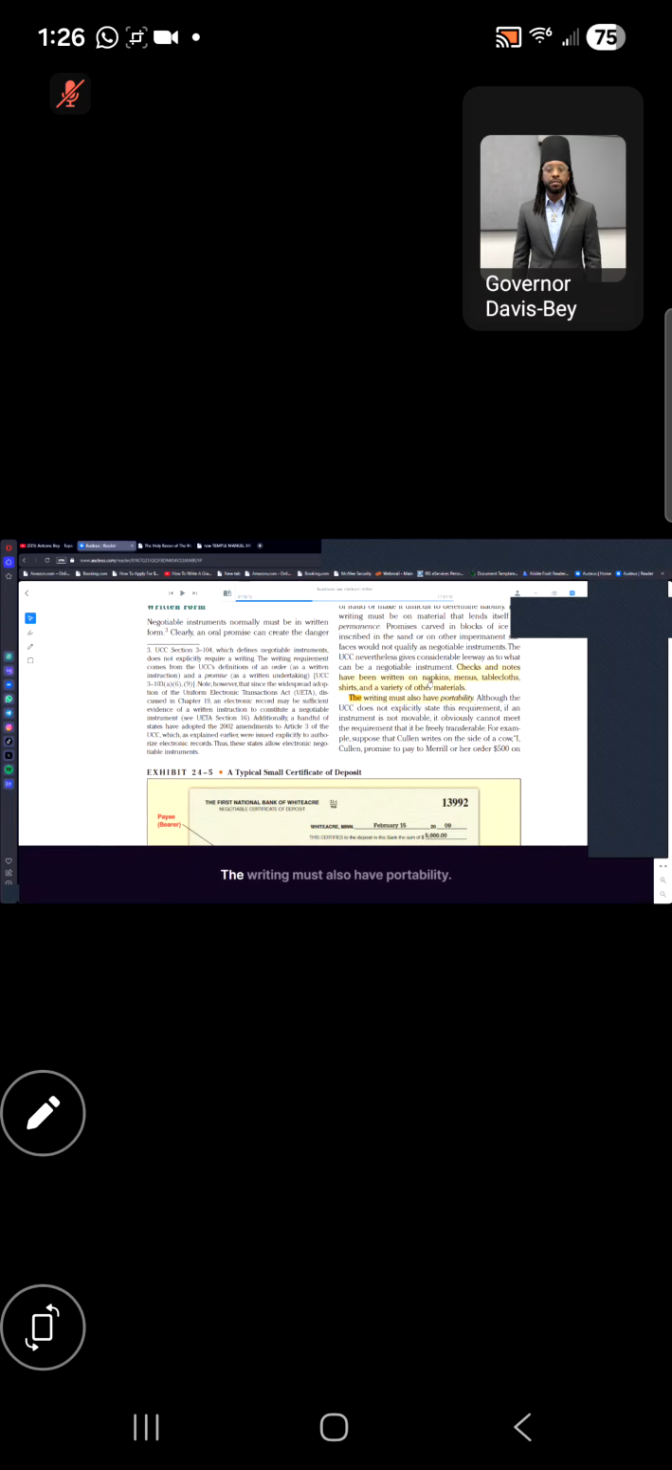Checks and notes have been written on napkins, menus, tablecloths, shirts, and a variety of other materials. So you can write a check on a napkin. You can pay for these things with a napkin. Come on, man, what are we talking about? As long as they have the proper elements and a signature.